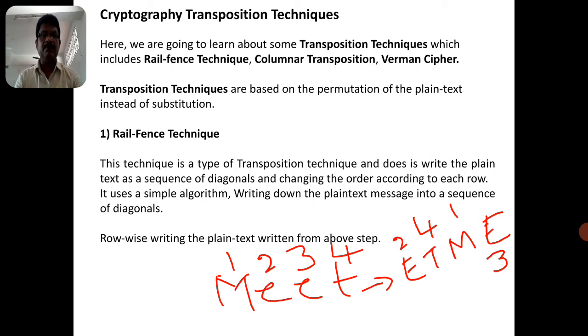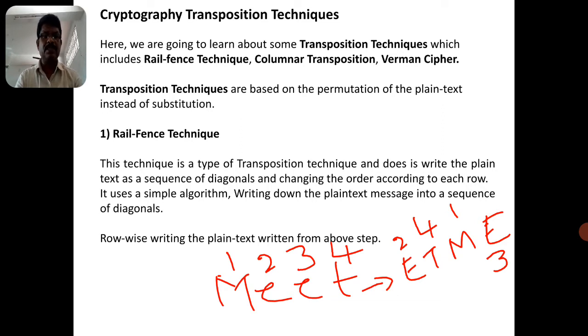So here the rail fence technique is nothing but the row wise transposition. The second one is the column wise transposition, and the third one is the Vernam cipher. The Vernam cipher is one of the techniques. Coming to the first one, the rail fence technique.